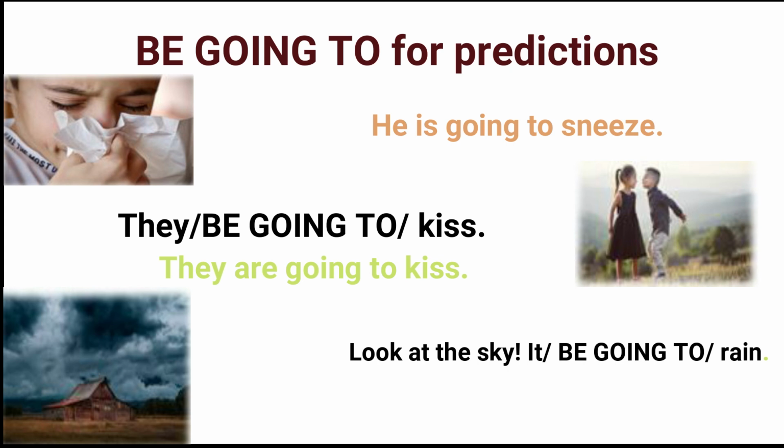It be going to rain. So we say, it's going to rain. We just make a prediction, but we're not sure. It may rain and it may not rain, so we just make a prediction about the future, something that we think is going to happen in the future.